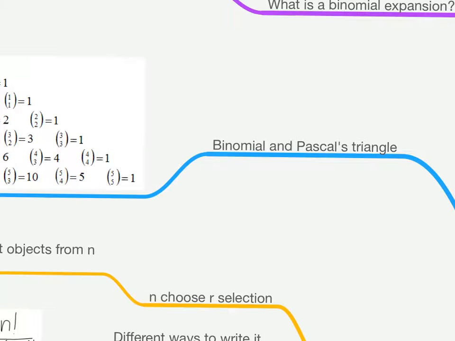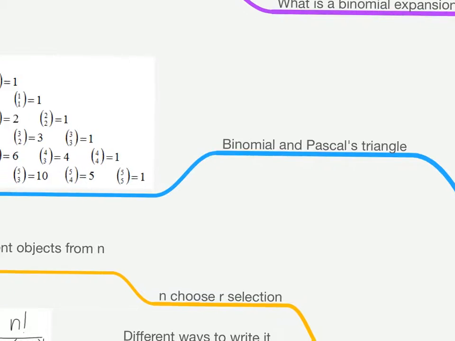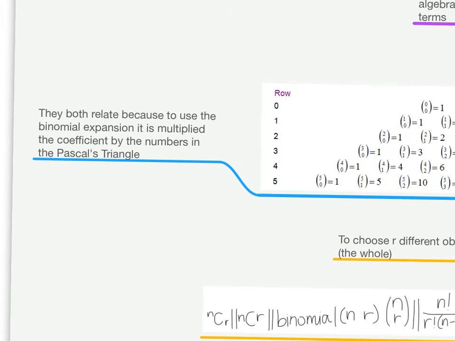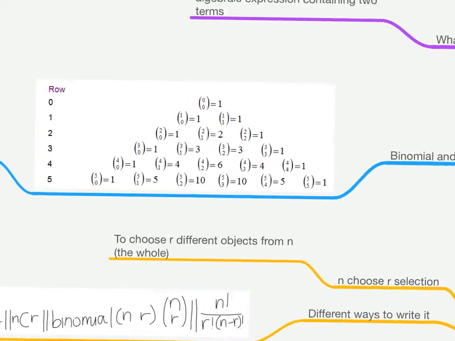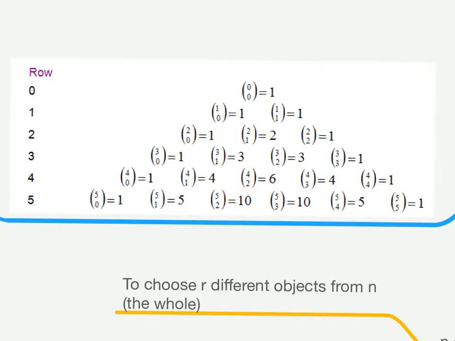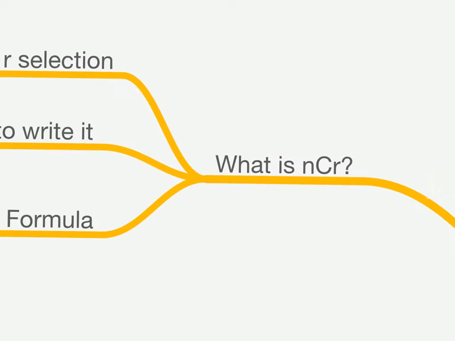How does binomial relate to Pascal's triangle? They both relate because to use the binomial expansion, the coefficient is multiplied by the numbers in Pascal's triangle, as can be seen in the image. For example, in 2 choose 1, you want to choose one object out of the two. So that means you can choose the objects in two different ways.